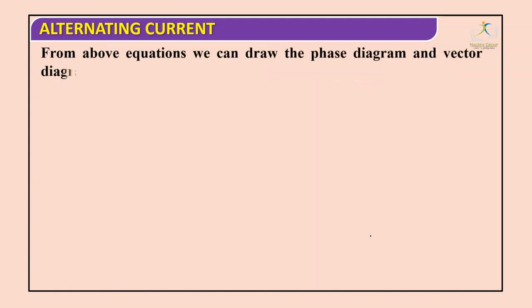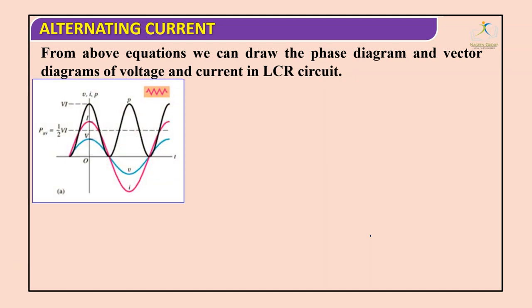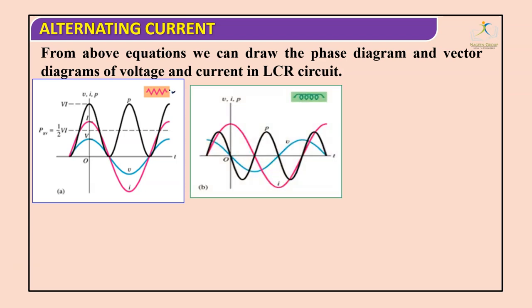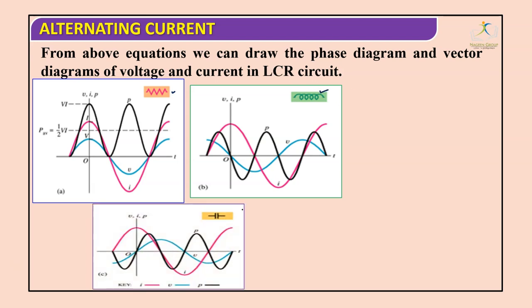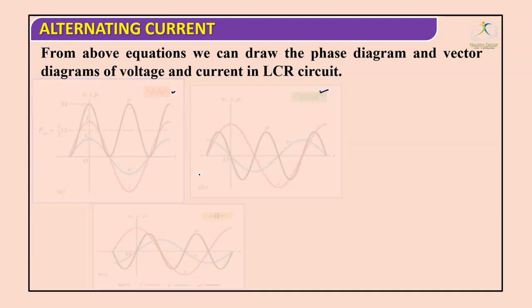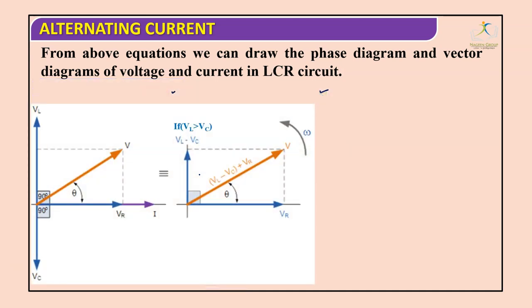From the above equation, we can draw the phasor diagram, or vector diagram, of voltage and current in an LCR circuit. So as we can see, this is the diagram for a resistance, this is the diagram for an inductor, and this is the diagram for the case of a capacitor. Clear? Now, if all three are mixed together making the LCR circuit, what will happen? We'll see later.